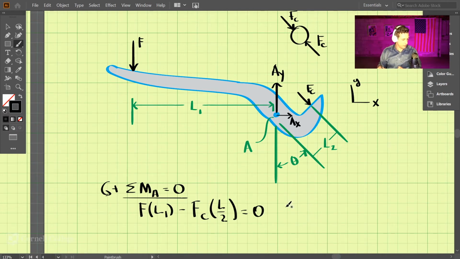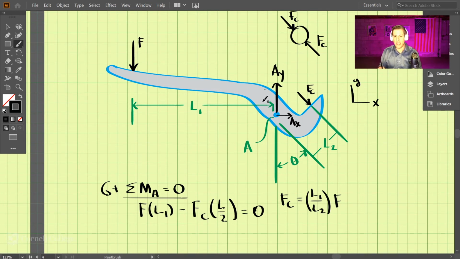And then what we get out of this problem is FC is equal to L1 over L2 times F. Okay, so with this we see that the clamping force really depends on how hard we're clamping on the handle. In addition to that, the ratio between the lengths. So this is what we would get for a mechanical advantage, L1 over L2. All right, so that is the clamping force.